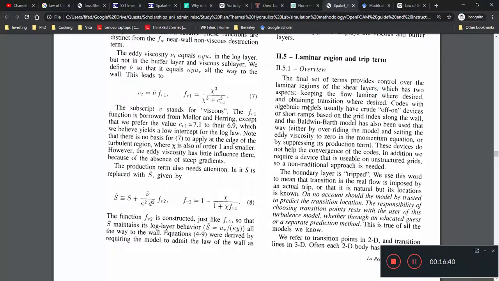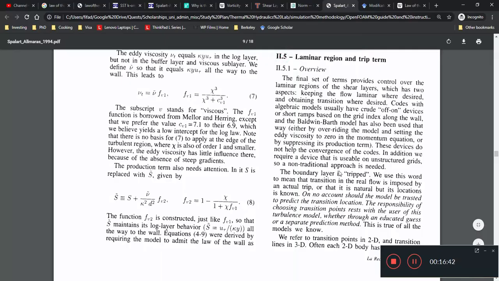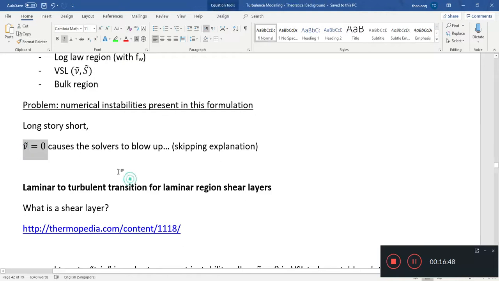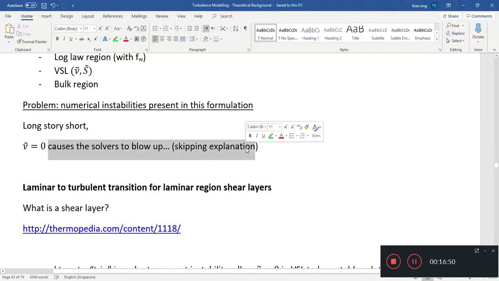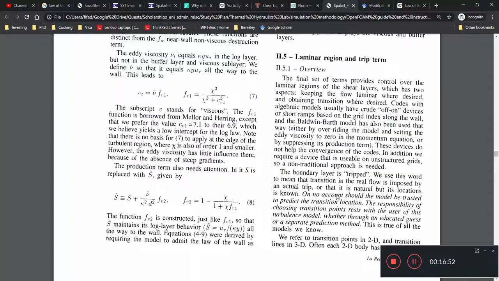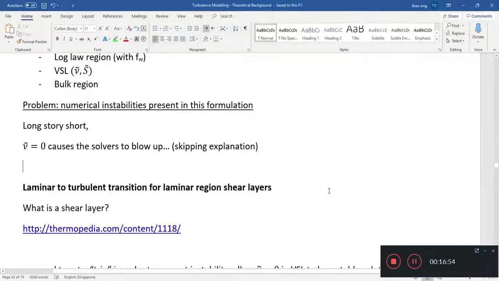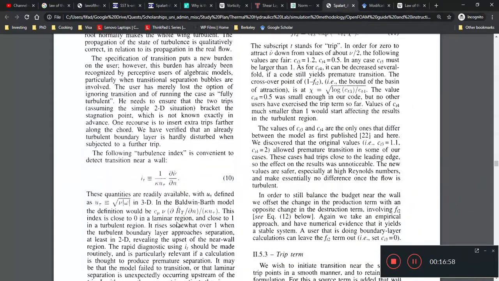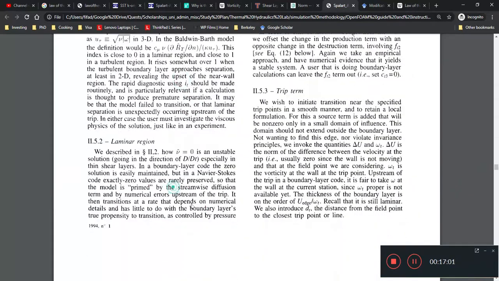Alright, so this is part 2.5, and to cut the long story short, having nu equal to 0 usually causes the solvers to blow up. I'm skipping all the explanation here to cut the long story short.